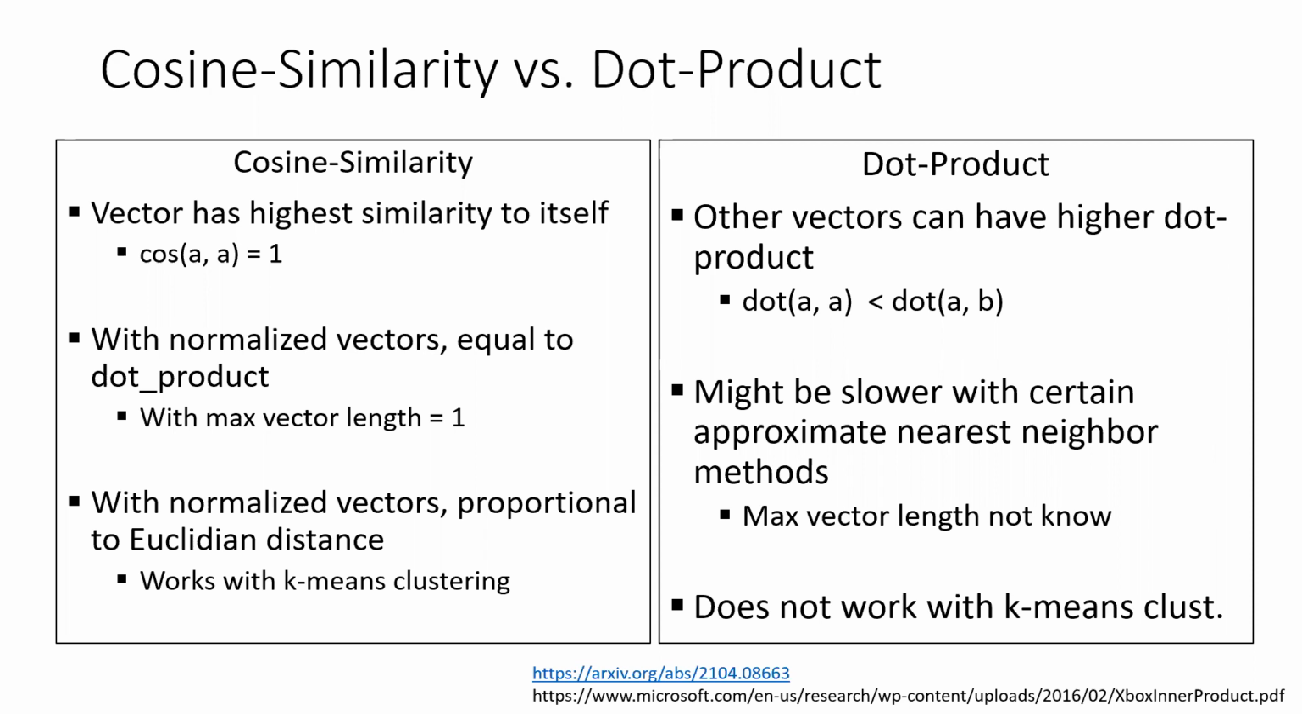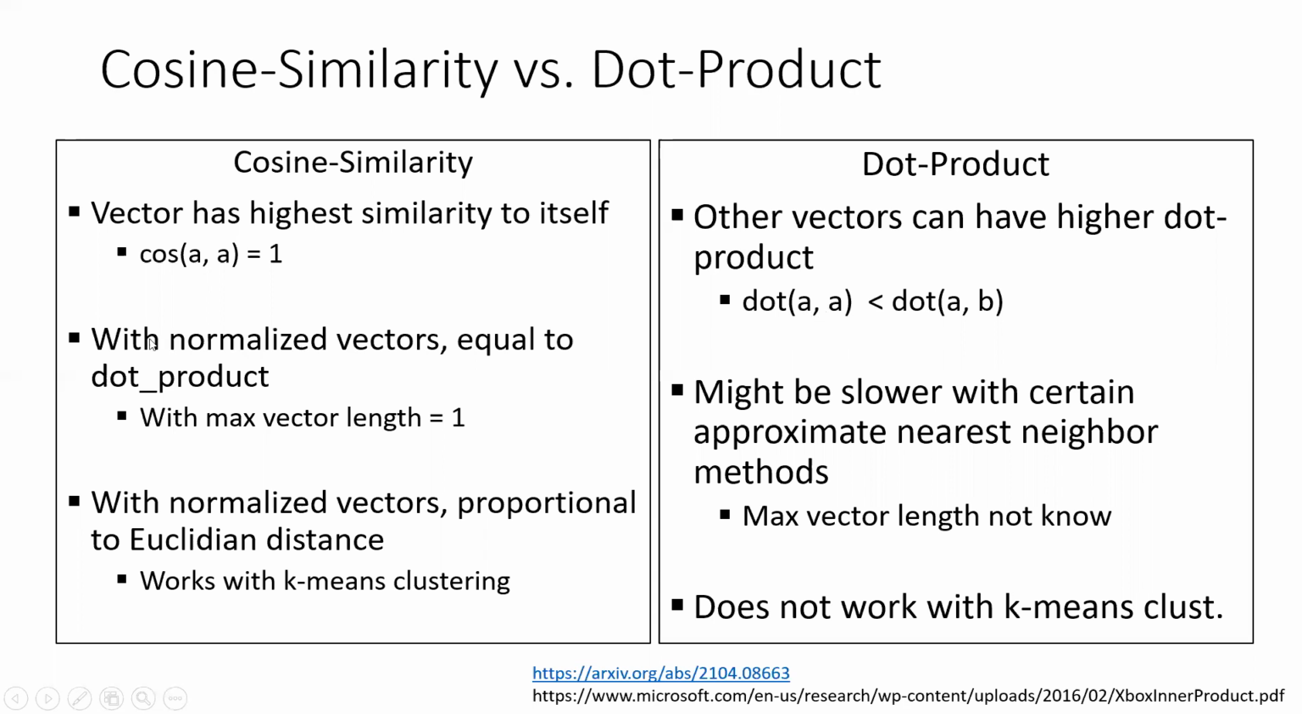So for cosine similarity, we know the vector has the highest similarity to itself. If you take the cosine similarity of A and A, it's always 1. So the highest similarity to a question would be the question itself. For dot product, this property does not hold. There can be other vectors which lead to a higher dot product. So the dot product of A and A could be smaller than the dot product of A and B, which could make sense for question answering. If you input a question, you do not want to retrieve the same question from the vector space, but you want to retrieve the answer from the vector space.